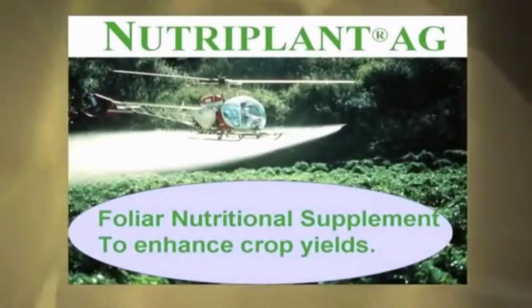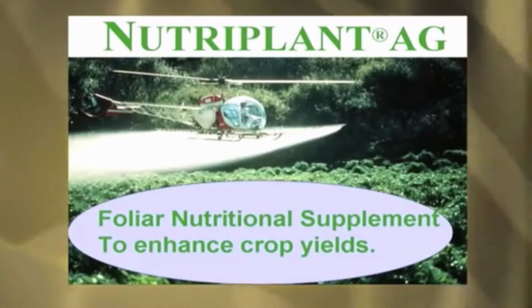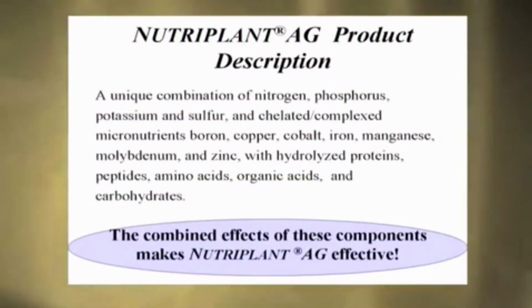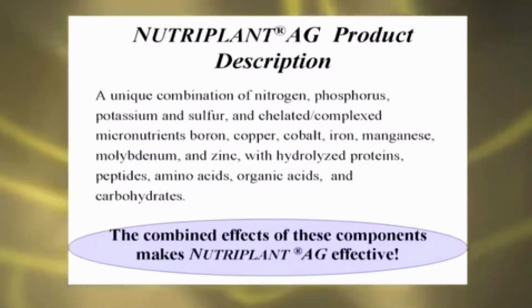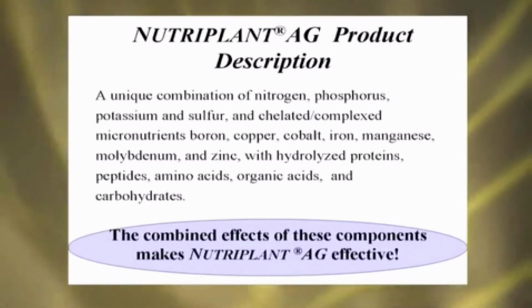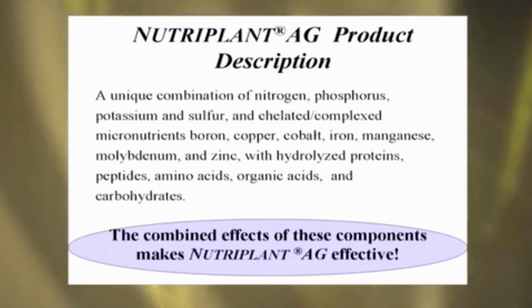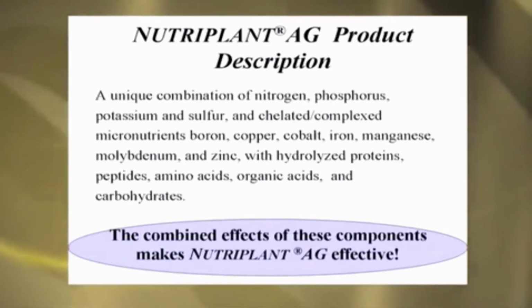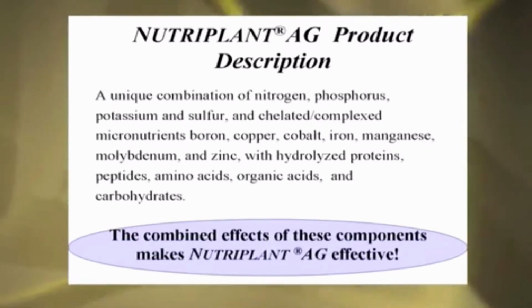Plant AG is described as a foliar nutritional supplement to enhance crop yields. It's further described as something unique. It's a combination: a little NPK, a little sulfur, and then the micronutrients. The micronutrients are chelated or complexed, and if you don't know what that means, we'll get into it in a minute. They include boron, copper, cobalt, iron, manganese, molybdenum, and zinc.